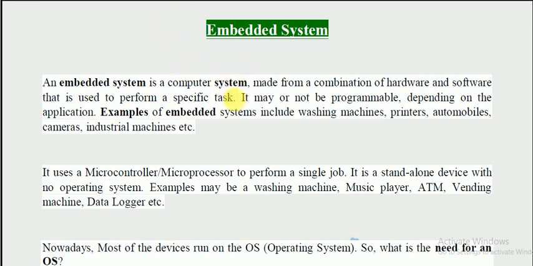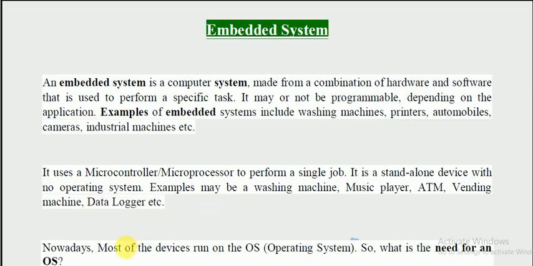So what are the examples of embedded systems? The examples of embedded systems are washing machine, printer, automobile, camera, industrial machine, etc. In the case of an embedded system, we use a microprocessor or microcontroller to perform a single job. It is a standalone device with no operating system. As we have already discussed, examples are music player, washing machine, vending machine, data logger, etc.